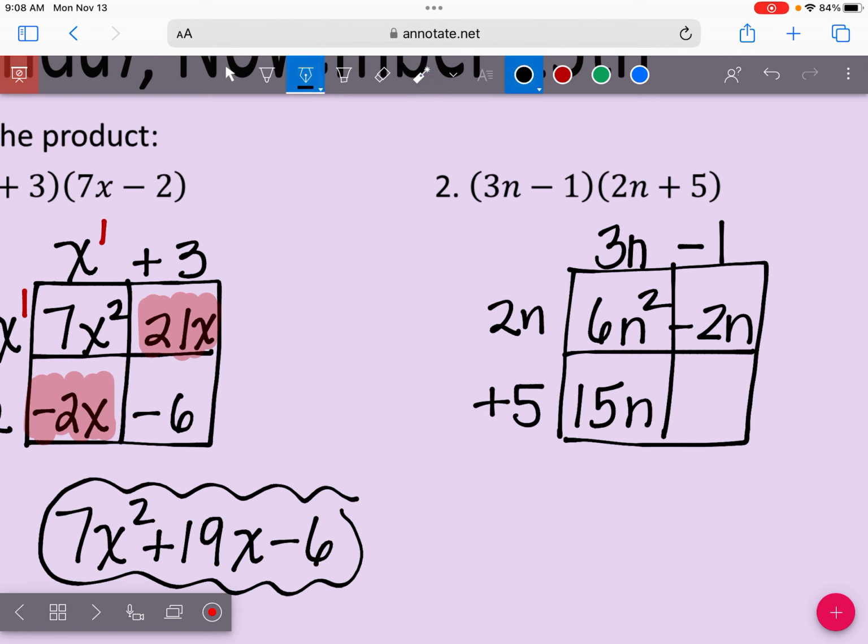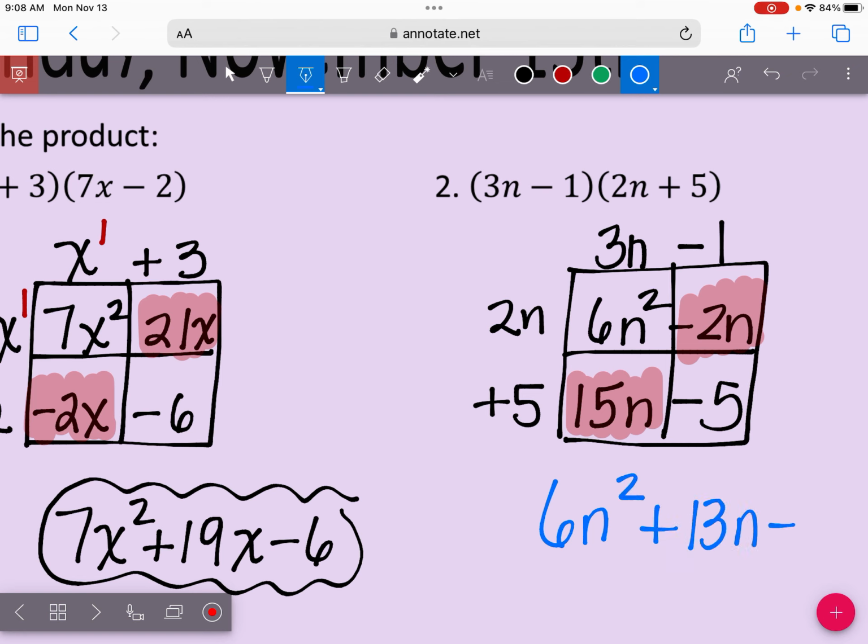Negative 5, good. So now we're going to combine our like terms, so that would be these two. So your final answer that you would give me on the test would be 6n squared plus 13n minus 5. Who had that for their answer? All right, any questions about how we're getting that? So let's go ahead and finish out the last bit.